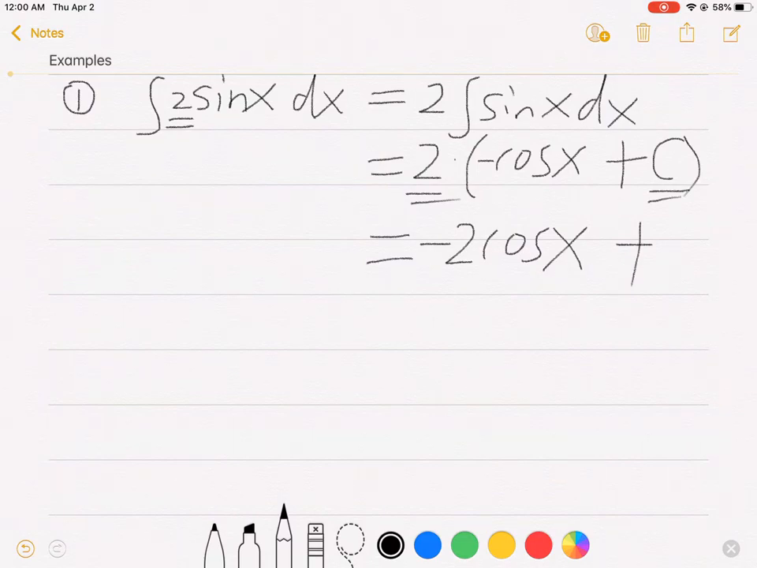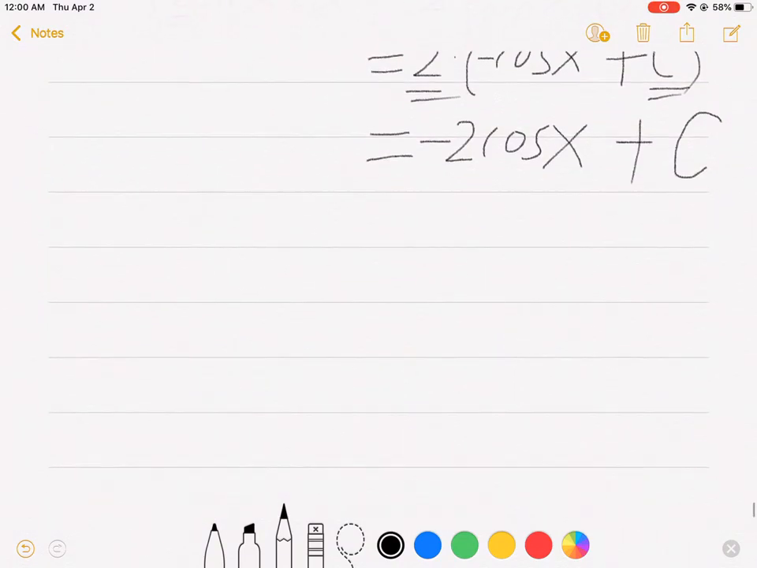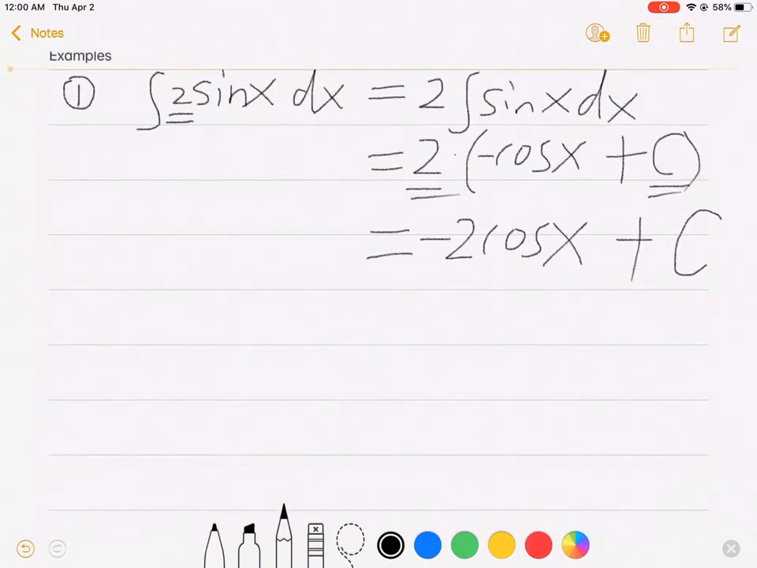C is an arbitrary constant. 2 times c is still an arbitrary constant, right? So it's still arbitrary constant c. So this is the first example. So when you do the indefinite integral, don't forget this constant c. It's very important.